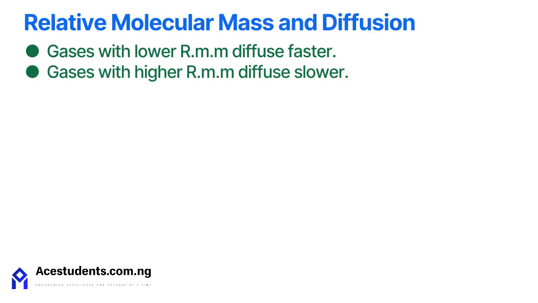The rate of diffusion also depends on the relative molecular mass of the gas. Gases with lower molecular mass, which means they are lighter, diffuse faster. Gases with higher molecular mass, which means they are heavier, diffuse slower.